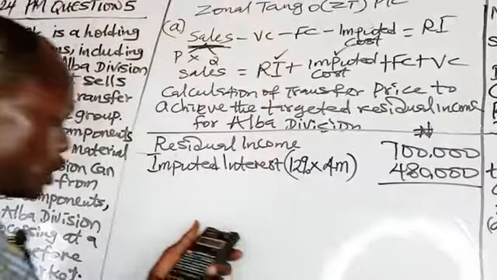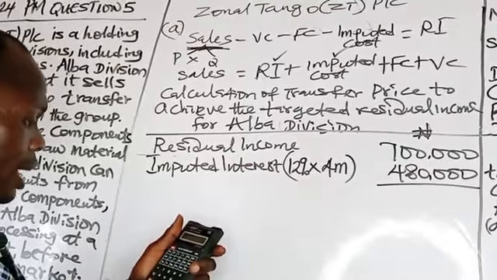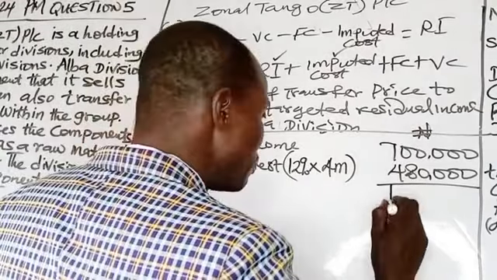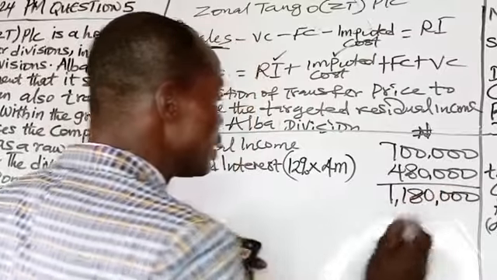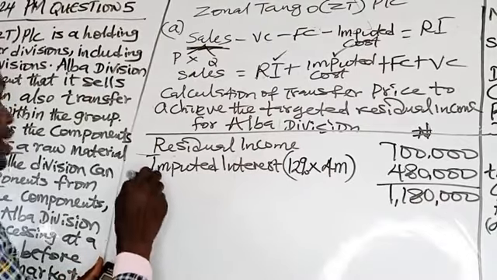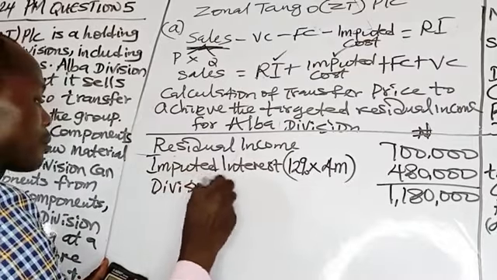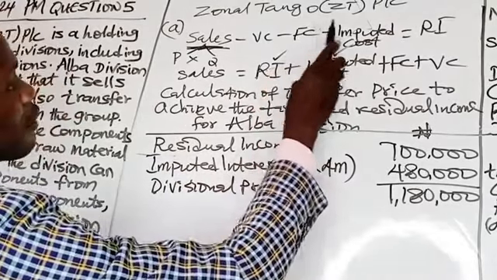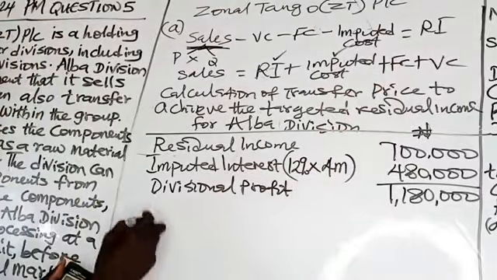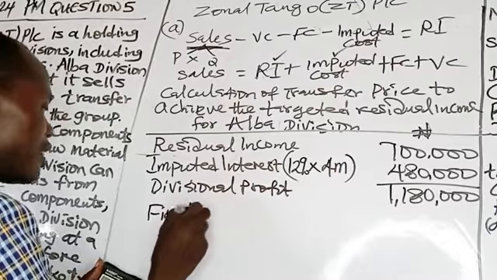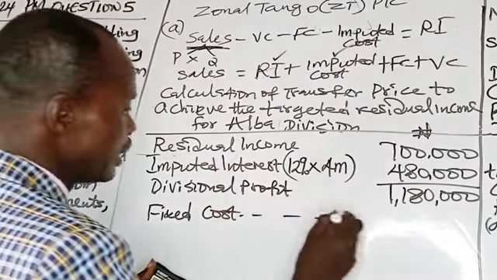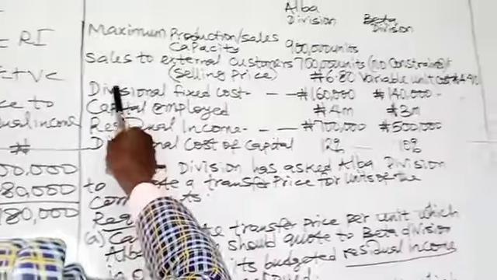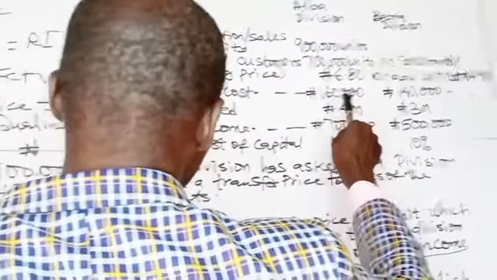By the time you add the 480,000 to the residual income of 700,000, you have 1,180,000. This 1,180,000 represents the divisional profit. So after we've considered this, the next element is fixed cost. We add the fixed cost. Back to the question, how much is the fixed cost of ABA division? You have divisional fixed cost, 160,000 naira.